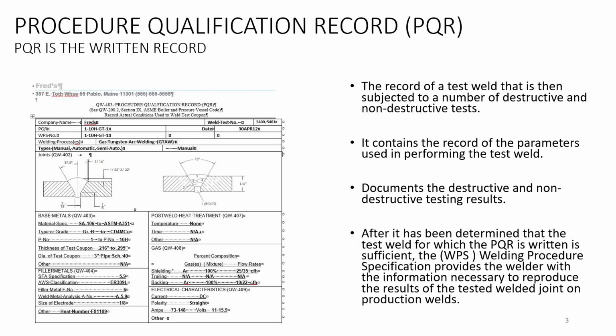Okay, a PQR is a written record. It's the record of the test weld that is then subjected to a number of destructive and non-destructive tests. It contains the record of the parameters used in performing the weld test. It documents the destructive and non-destructive test results. And after it has been determined that the test weld in which the PQR is written is sufficient, then you can go and write a WPS, a welding procedure specification, that provides the welder with information necessary to produce the results of the tested weld joint on production welds. You're basically giving him work instructions.